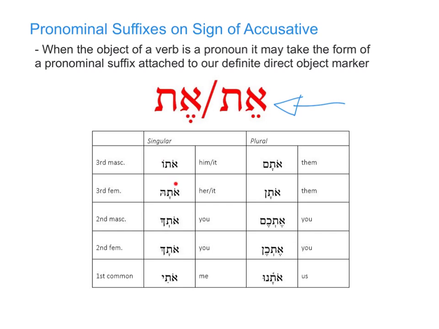Oto, ota, otecha, otach, oti, otam, otan, etchem, etchen, otanu. What we're hearing in those forms is absolutely nothing new. All we're hearing is a suffixed form of the sign of the accusative with those endings that we already know. O, a, echa, ach, i, am, an, chem, chen, anu.